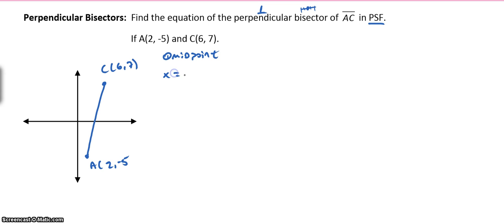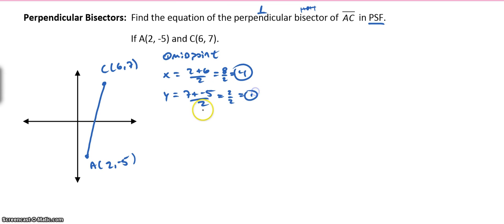So let's focus on our x-coordinate. Remember, to find our x's, we average our x's. So we have (2 + 6) over 2, which gives me 4. And then average my y's, which is (7 + -5) over 2, which is 1. So my midpoint is (4, 1). My midpoint would be exactly in the middle there, making these two pieces congruent. But I want to highlight this because we're going to come back to it. That's a very important point later on.